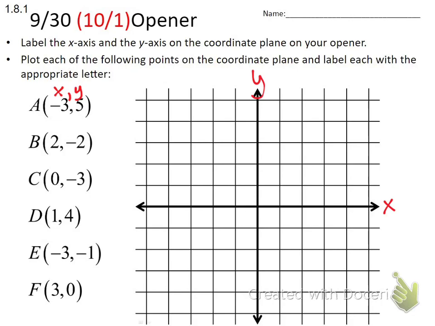So if my X is -3, do I go left or right? 1, 2, 3. And then if my Y is +5, do I go up or down? Up. 1, 2, 3, 4, 5. Oops, sorry guys. So I'm going to plot my point right there. And so that's my first ordered pair. What am I supposed to do once I plot my ordered pair? Label it. What am I labeling it? A. Okay.